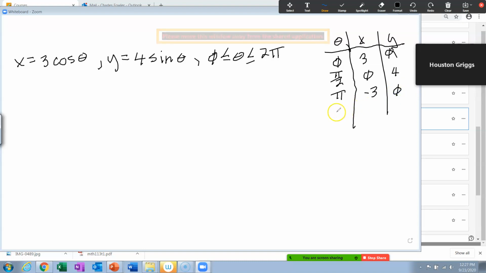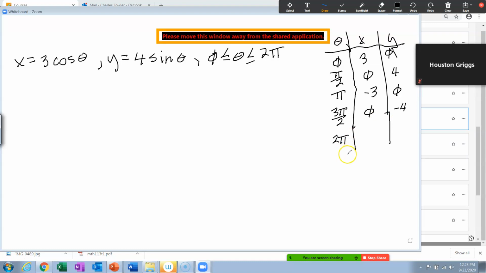Let's go down to 3 halves pi. Cosine of 3 halves pi is 0, and 3 times 0 is 0. Sine of 3 halves pi is -1. 4 times that is -4. And then let's round it up at 2 pi. Like I say, we might need some in between, but we'll get started with these.